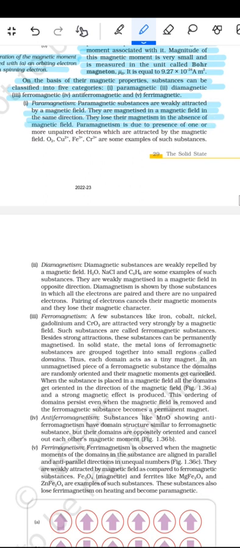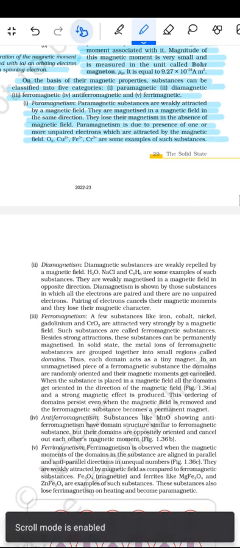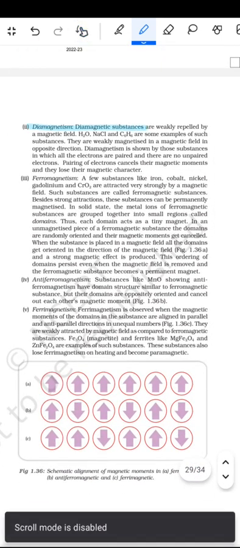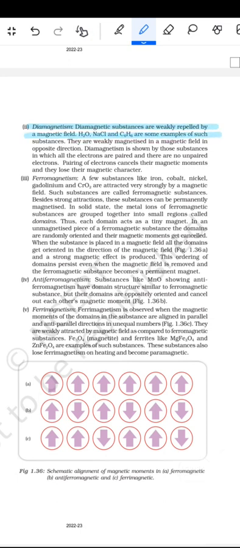Paramagnetism is due to the presence of one or more unpaired electrons which are attracted by the magnetic field. O2, Cu2+, Fe3+, Cr3+ are some examples of such substances. Diamagnetic substances are weakly repelled by a magnetic field. H2O, NaCl, C6H6 are some examples of such substances. They are weakly magnetized in a magnetic field in the opposite direction. Diamagnetism is shown by those substances in which all the electrons are paired and there are no unpaired electrons. Pairing of electrons cancels their magnetic moment and they lose their magnetic character.